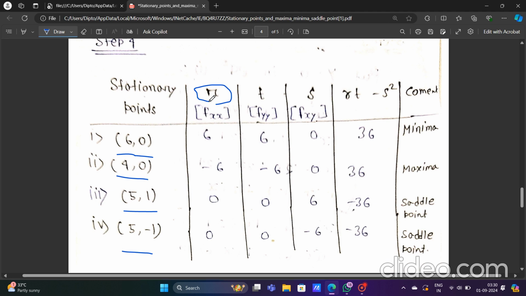So basically r is fxx, t is fyy, s is fxy, and rt minus s square will be the calculation of it. If we put the value of fxx, that is 6, and if we put the value of fyy, that is 6. Basically what we are doing here, let me tell you about it. So what was fxx?